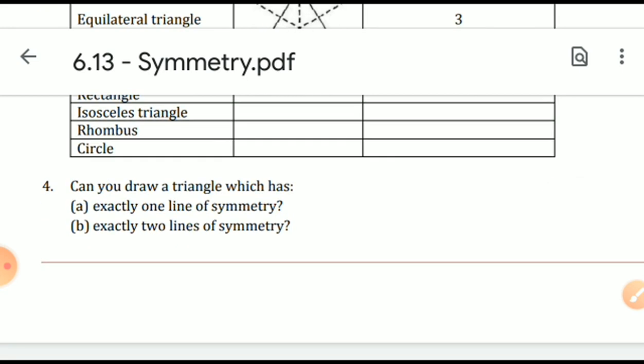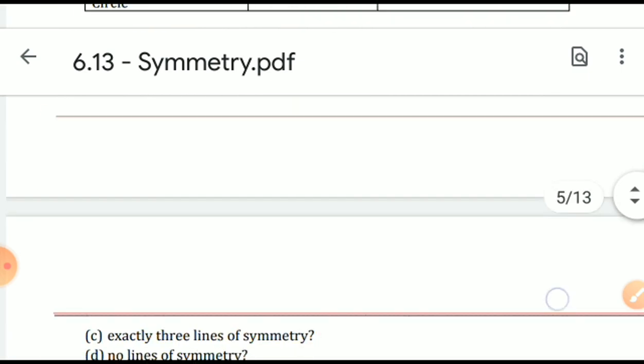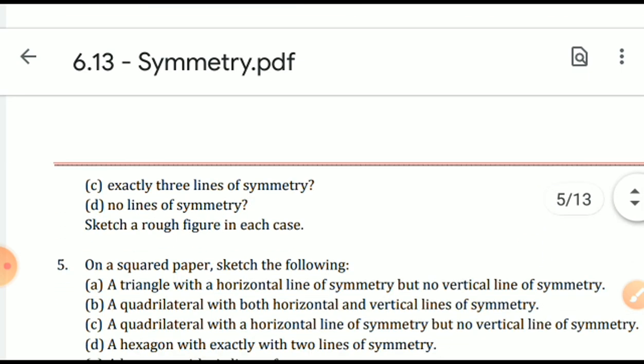Question 4. Can you draw a triangle which has, first, exactly 1 line of symmetry? Second, exactly 2 lines of symmetry. C, exactly 3 lines of symmetry. D, no lines of symmetry. 4 questions are given. Sketch a rough figure in each case. We should not say only the answer, we should prove it also by drawing the figure.